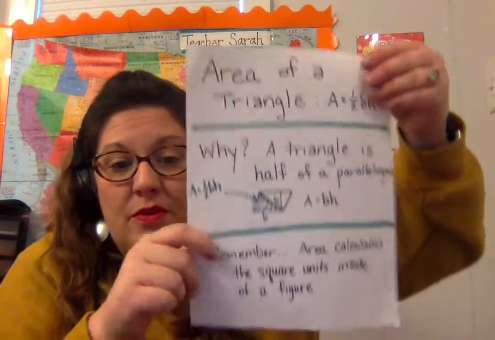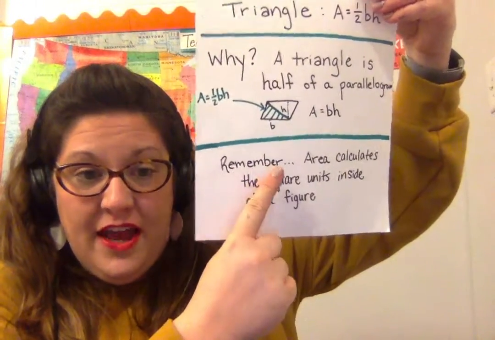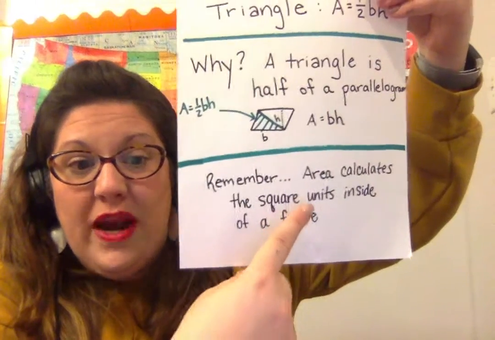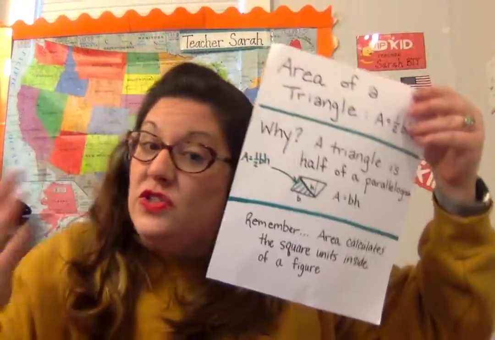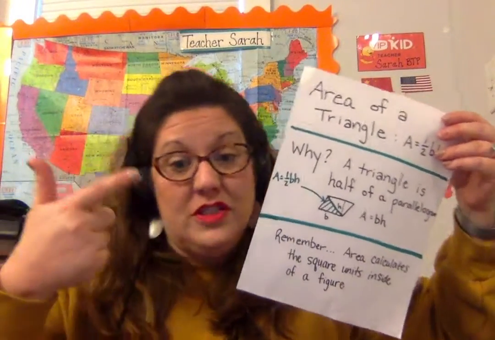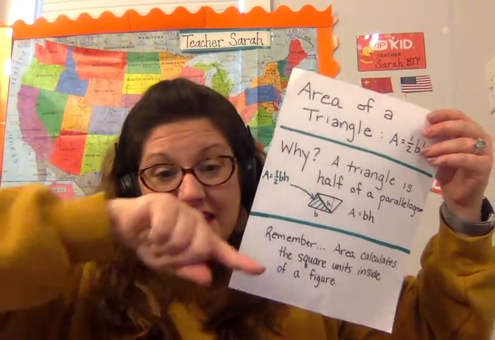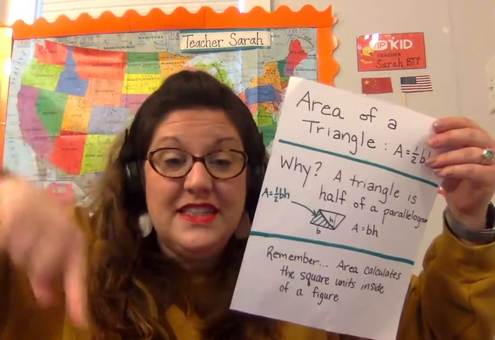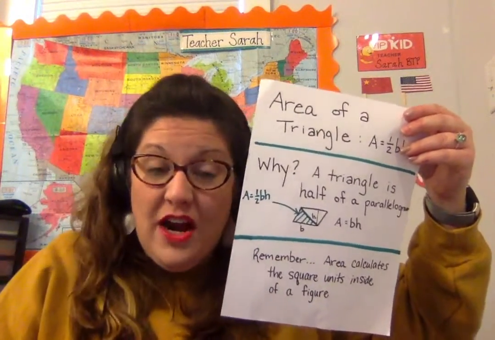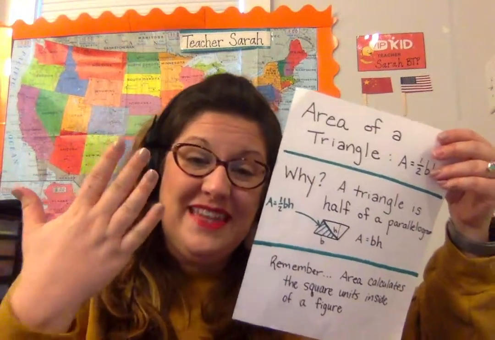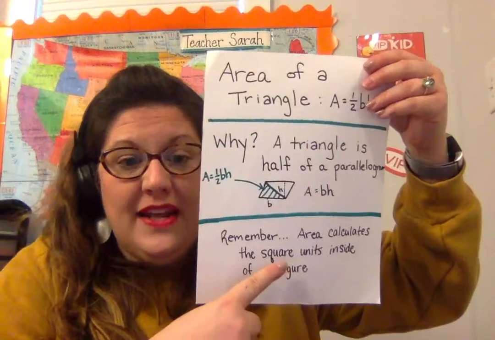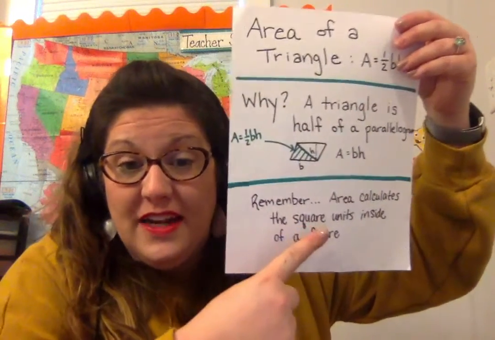I also want to remind you what we're finding when we're calculating area. Area calculates the square units inside a figure. We oftentimes talk about area versus perimeter. Remember, perimeter is the measure of the distance around a figure, whereas area is calculating the amount of space inside of that figure. So it is always given in square units because we're talking about the space inside of the figure. I have 5 examples that I'm going to talk you through today that will hopefully help you to be successful with your assignment.